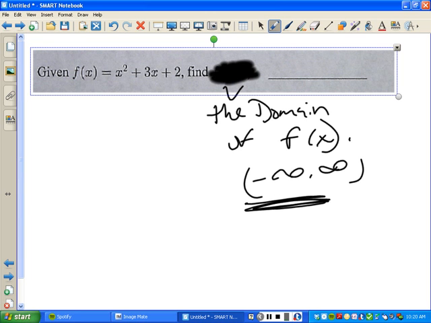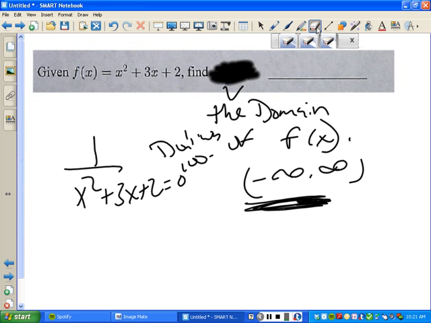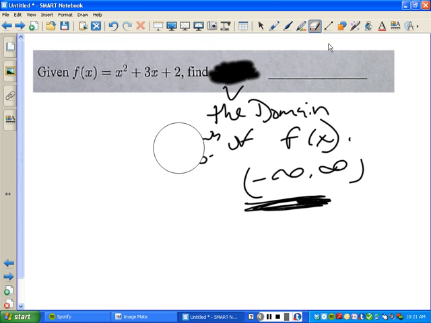Right? There's no fraction. If this were 1 over x squared plus 3x plus 2, that would be different, but don't worry about it. Later on, we'll deal with that. Right now, I haven't even talked to you about how to solve that yet. So I've got to read ahead a little bit. Maybe I'll do it over the weekend. But for right now, negative infinity to infinity.